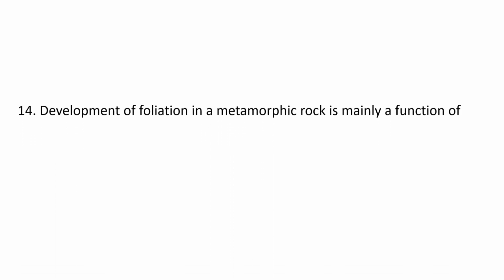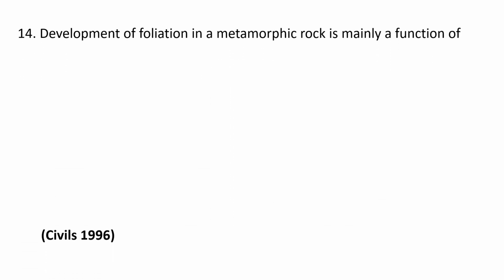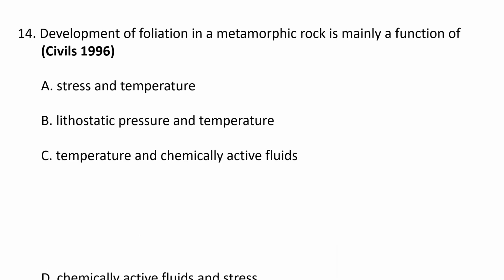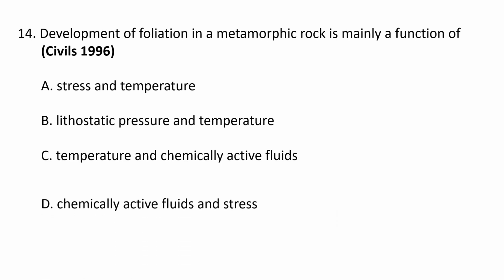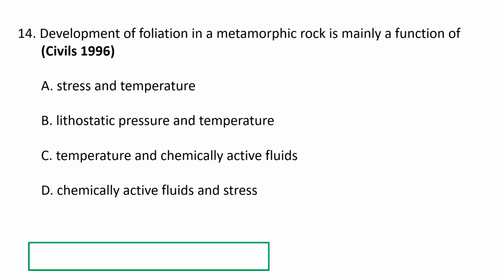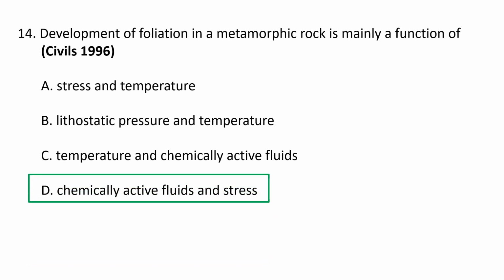Next question. Development of foliation in a metamorphic rock is mainly a function of A. Stress and temperature, B. Lithostatic pressure and temperature, C. Temperature and chemically active fluids, and D. Chemically active fluids and stress. So the correct answer is D. Chemically active fluids and stress.